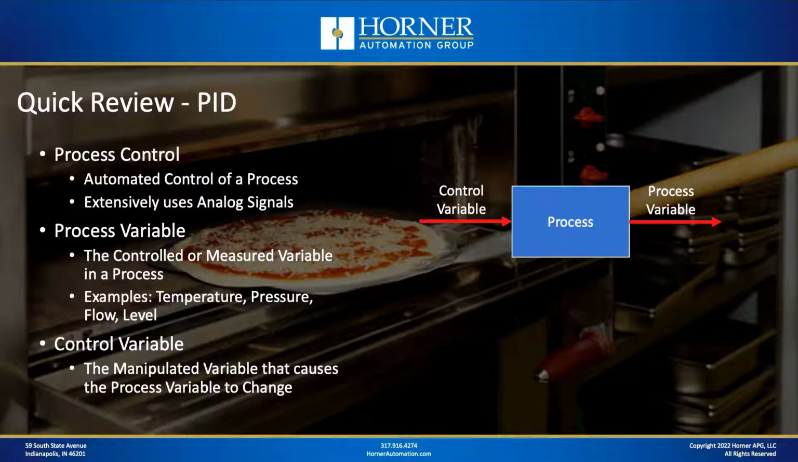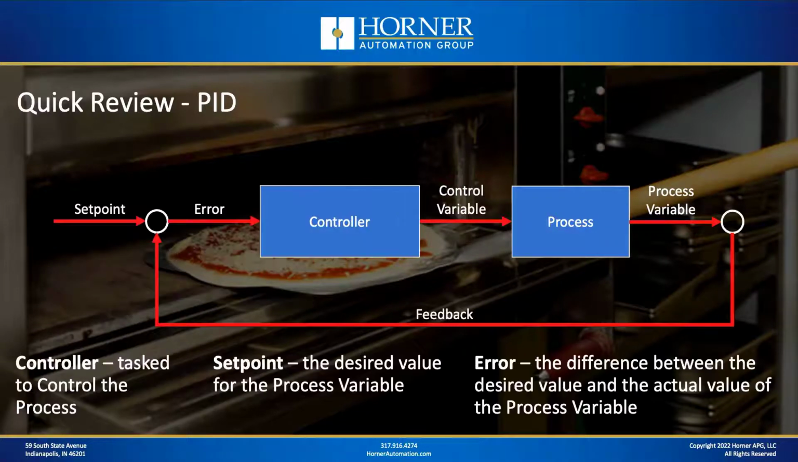Next, let's move on to the control variable. That's the variable we're going to manipulate that will cause the process variable to change. So in our pizza oven example, maybe it's a gas valve that's controlling the flow of gas to a burner, which is ultimately going to control the temperature of the oven. Okay, so that's the control variable.